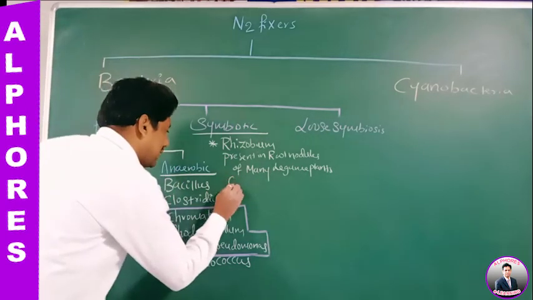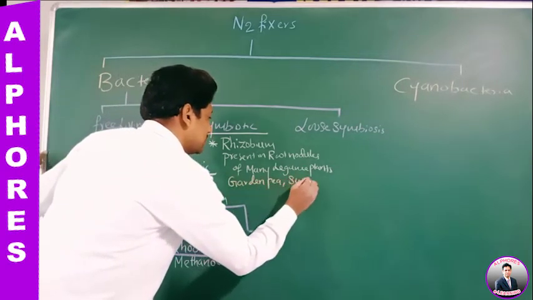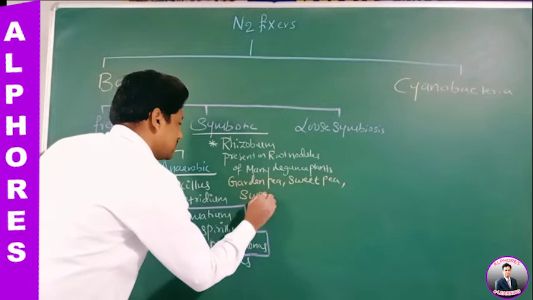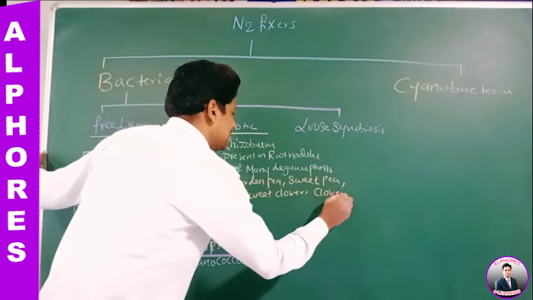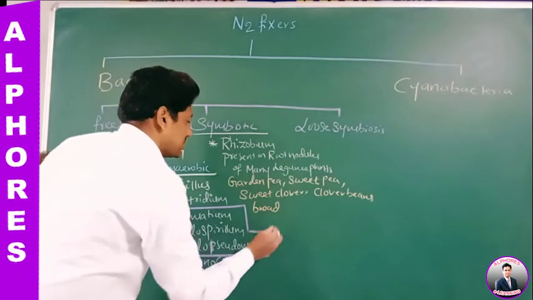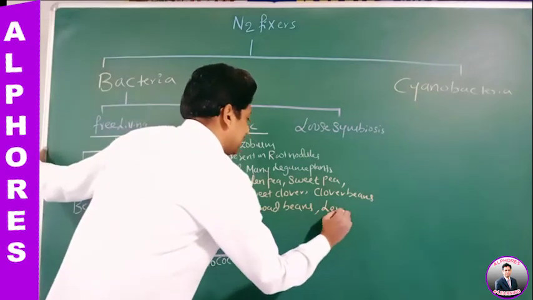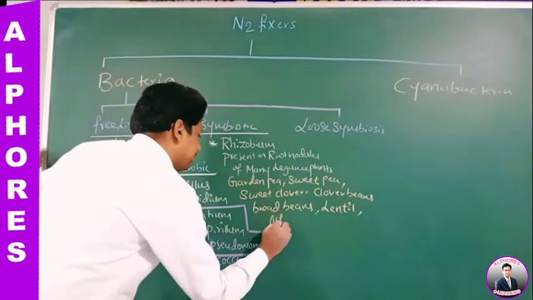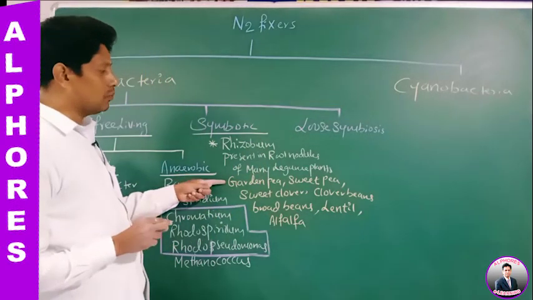What are those legume plants, sir? Number 1, garden pea. Number 2, sweet pea. Next one, sweet clover. Next one, clover beans. Next one is broad beans. Next one is lentil. Next, alfalfa.